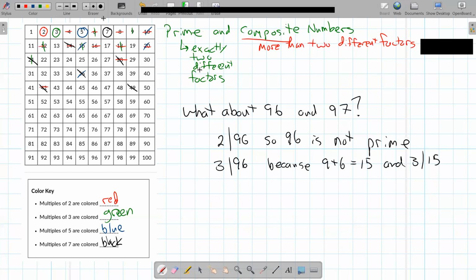So let's switch colors here. Looking for factors of 97. 2 doesn't work. 3, well, 9 plus 7 is 16, and 3 doesn't go into 16, so 3 doesn't work. Now, since 2 didn't work, 4 is not going to work, and any even number is not going to work. So once I rule out 2, I'm done with even numbers when I'm looking for factors.